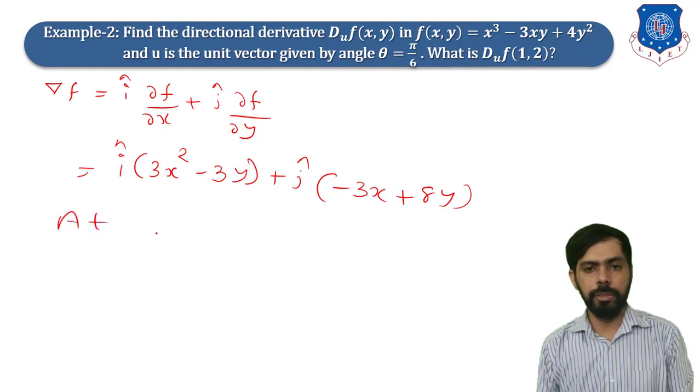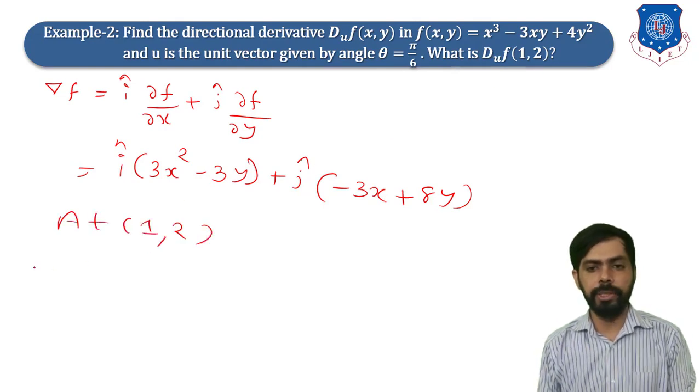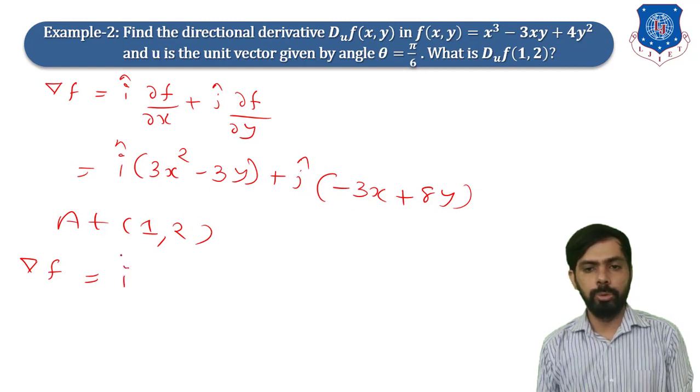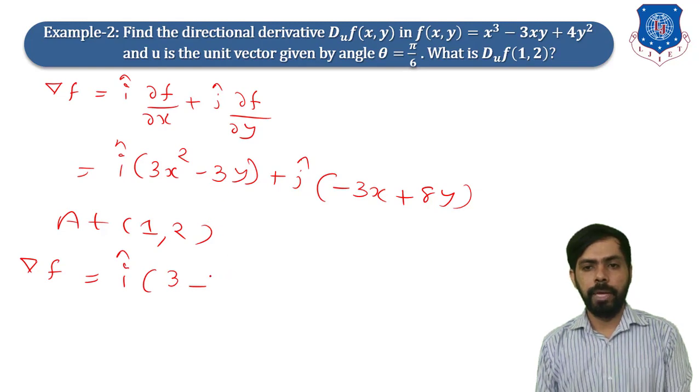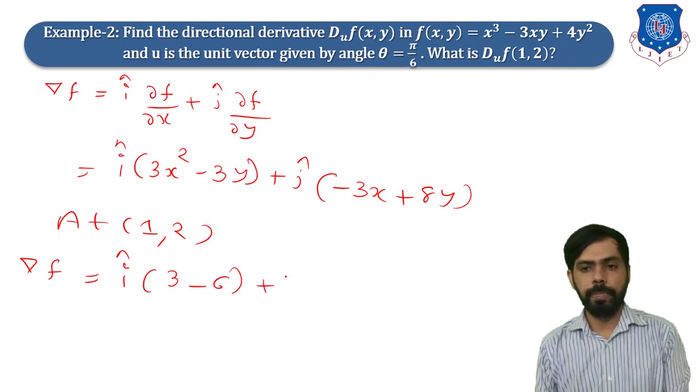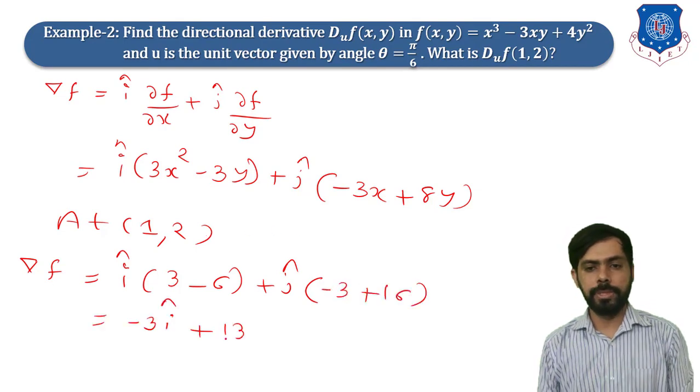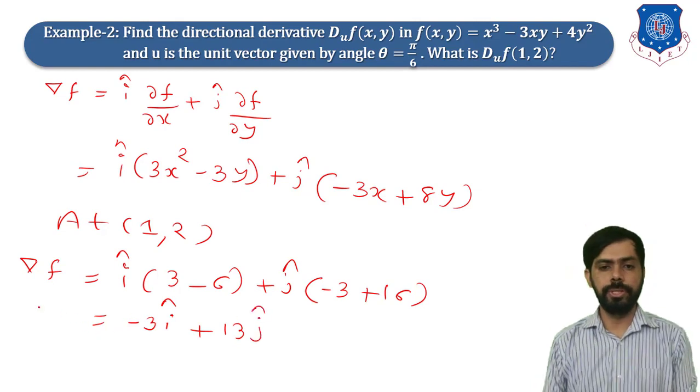grad f will be. For that purpose we will replace x by 1 and y by 2 in this result. So this will be i cap 3 minus 3 into 2, so 6, plus j cap minus 3 plus 8 into 2, 16. Okay. So this will be minus 3i plus 13j. So this is grad f.